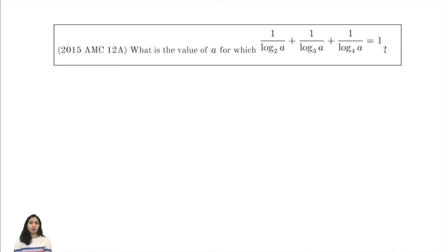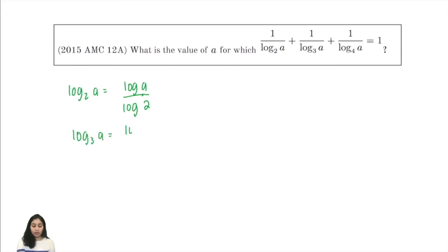Now we're going to get into our first practice problem, and it's from the 2015 AMC 12A, and it says, what is the value of a for which 1 over log base 2 of a plus 1 over log base 3 of a plus 1 over log base 4 of a equals 1? What we want to do in this case is use the change of base formula, and that tells us that log base 2 of a is equal to log of a over log of 2. And in this case, we're just going to work in base 10 and not write any base down, just to save some time and avoid any confusion. So similarly, this tells us that log base 3 of a is equal to log of a over log of 3, and so on.